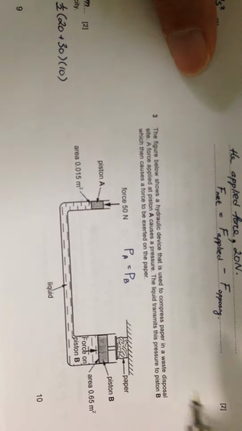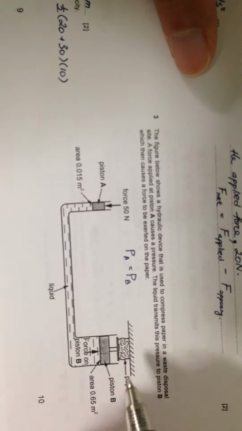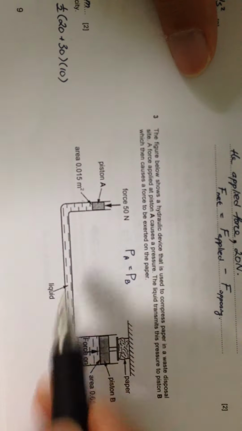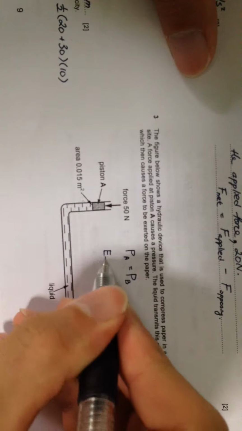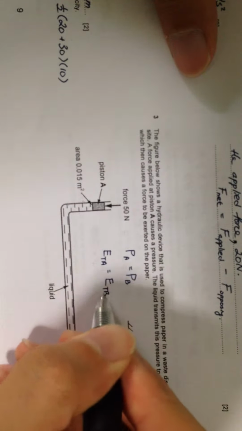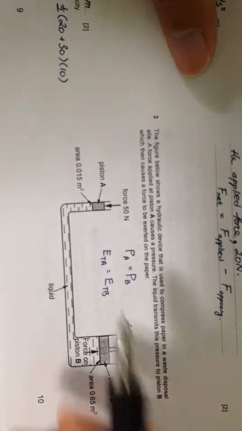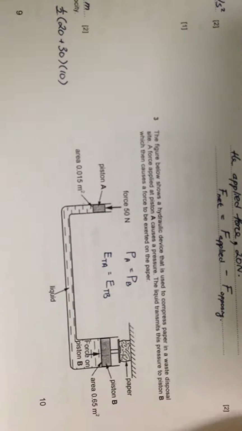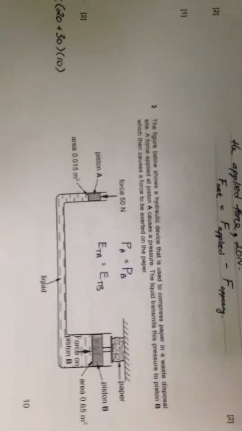Another principle, the second principle that is being applied in this hydraulic jack is that the total energy at A must be equals to the total energy at B, the conservation of energy. So using these two principles, you should be able to solve this entire question.